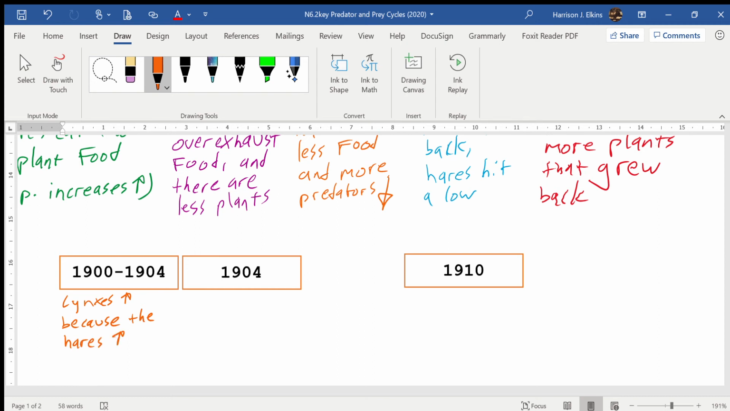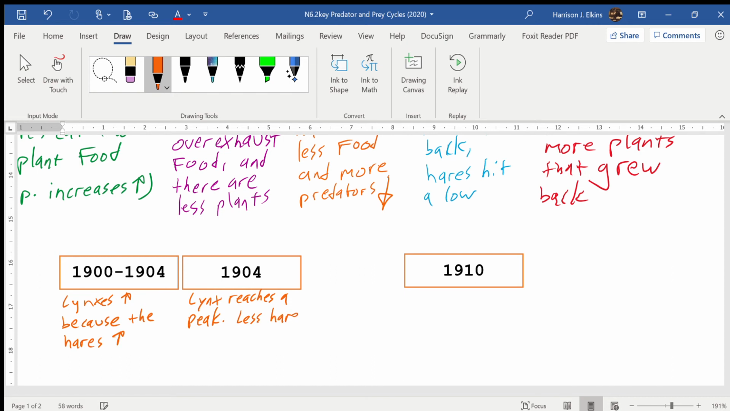increase. All right, what happens in 1904? Well, in 1904, the lynx reaches a peak. All right, so the lynx reaches a peak. And that's because what's happening when the lynx reaches that peak? Look at your graph. The lynx reaches a peak because the hares are decreasing, and so suddenly there's less hares to eat.